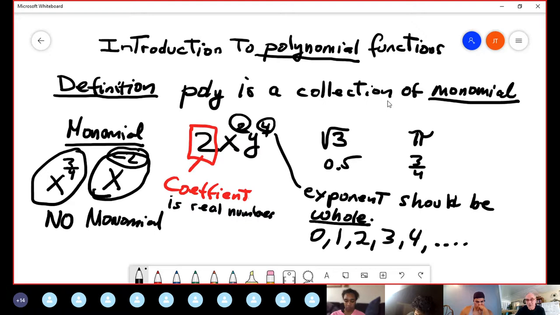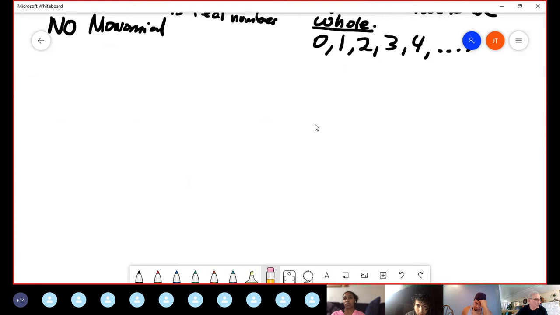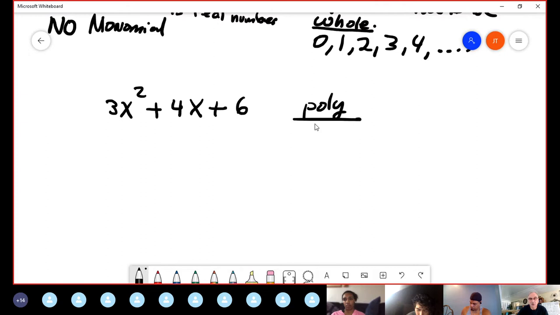Now, the important thing is the degree: the degree of the monomial and the degree of the polynomial. Let me explain degree. This is an important concept that we work with frequently. Suppose this expression: 3x to the second power plus 4x plus 6. It's a polynomial, right? It's a collection of monomials. Monomial 1, monomial 2, monomial 3.